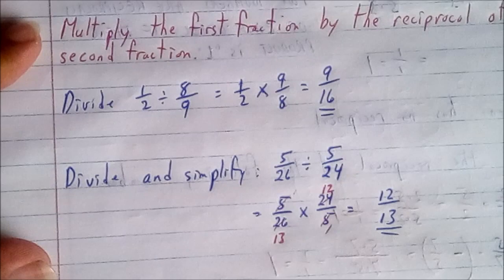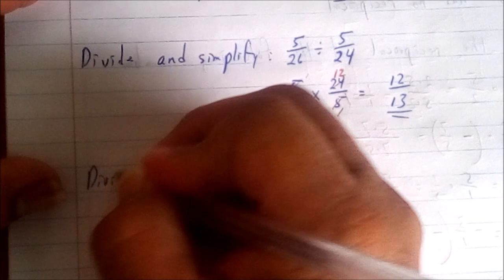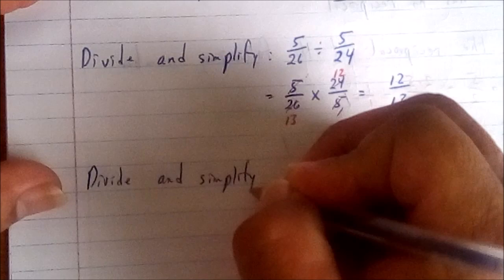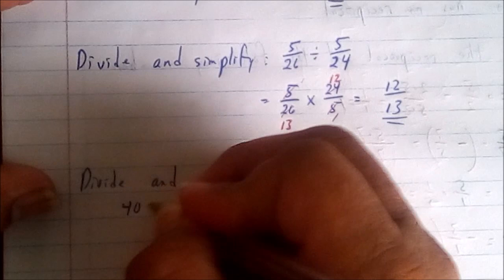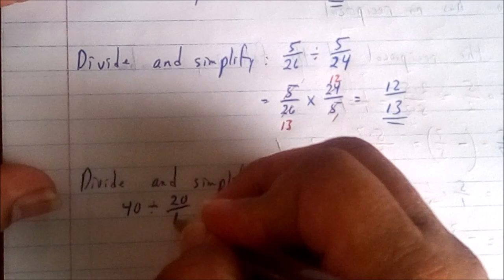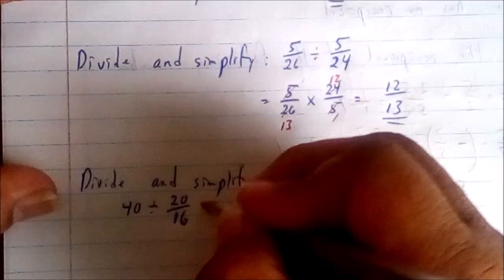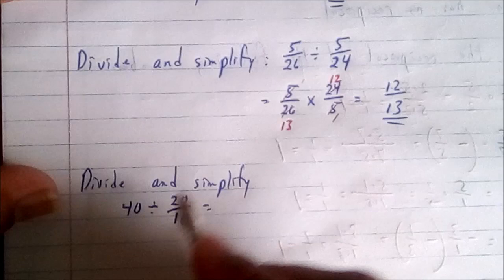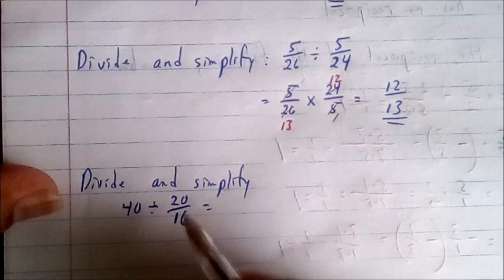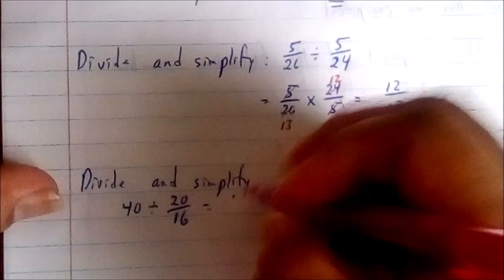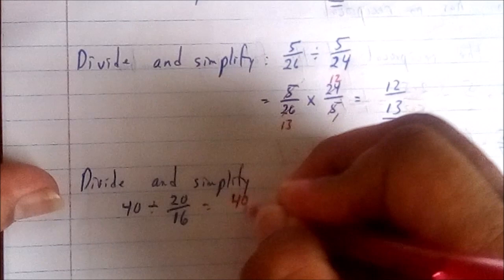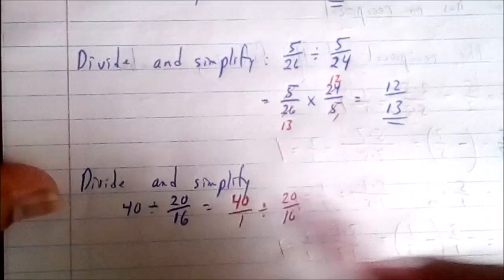Now let's try one where we have a fraction and we also have a whole number. Divide and simplify. Suppose I have now 40 divided by 20/16. All right, what does the rule say? Well, multiply the first fraction, but in this case 40 is a whole number, so imagine that you put it as 40/1 divided by 20 over 16. It is the same concept. Just write the whole number as a fraction.